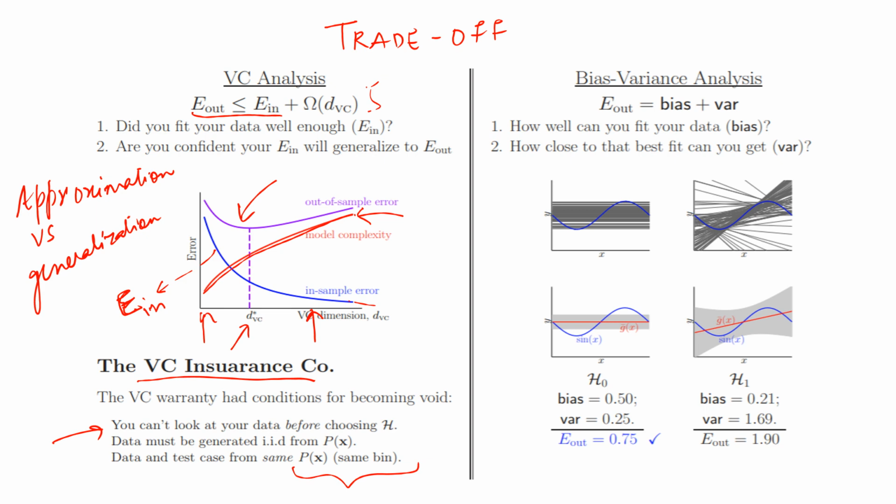Now, what's the advantage of the VC theory? The advantage is that it's completely general. It applies to any machine learning problem as long as these assumptions are not violated. Okay, so that was about the VC analysis.